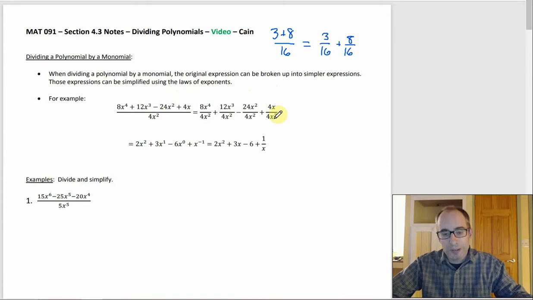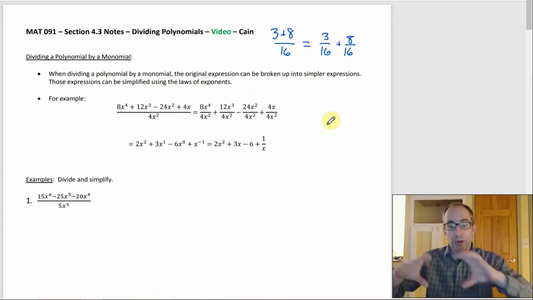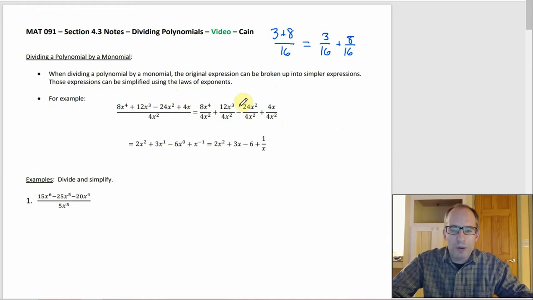And then once you've got this broken up into little quotients, you can say, oh, well, 8 divided by 4, that's 2. And then x to the 4th over x squared, if you subtract the exponents, 4 minus 2 is 2. Then you go to the next one, 12 over 4 is 3. Then with the exponents, you've got 3 minus 2, which is 1. Third one, 24 over 4 is 6. 2 minus 2 is 0. And then the last one, 4 over 4 is 1, which I didn't write in. And then with the exponents, it's 1 minus 2, which would be negative 1.